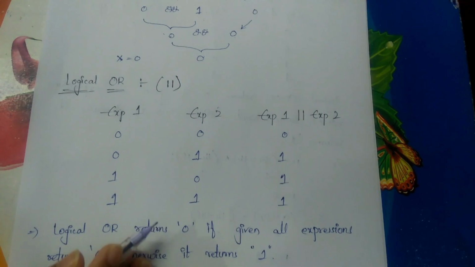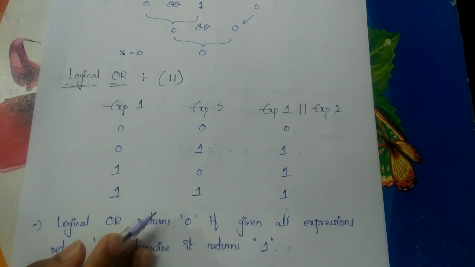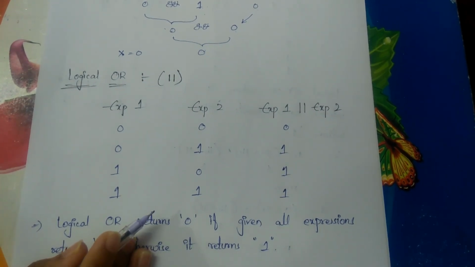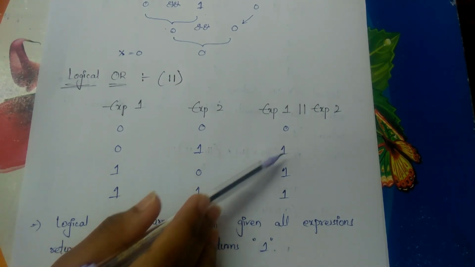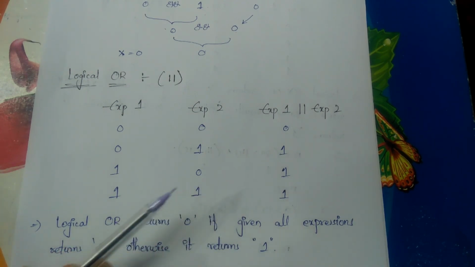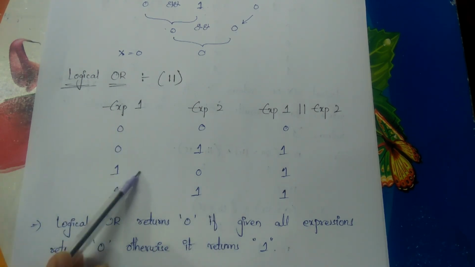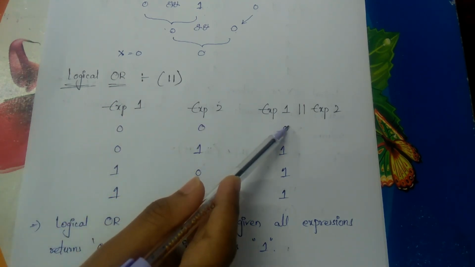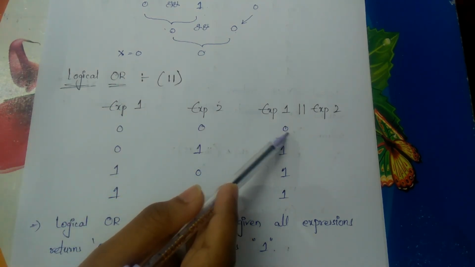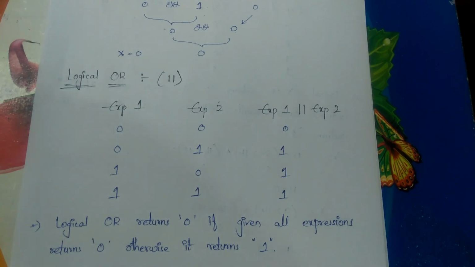So whenever in a statement there are two expressions, if any of the expressions returns 1, then the logical OR also returns 1. You just have to remember all this. When both statements are false, then the final result returns 0. Now let's see the example for the logical OR.